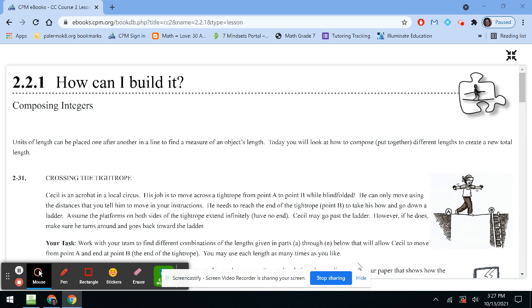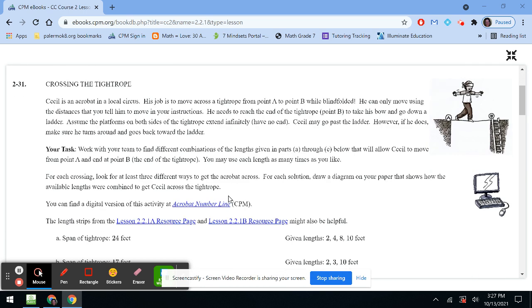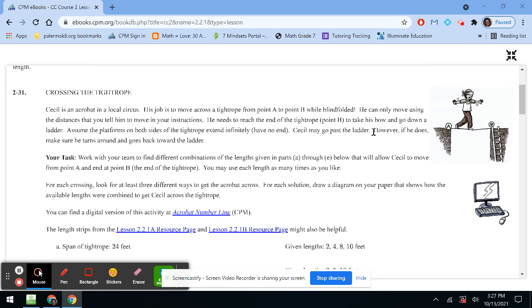So 2-31 says crossing the tightrope. You're going to be meeting my friend Cecil, and we're going to be using Cecil quite a bit this year. So it says crossing the tightrope. Cecil is an acrobat in a local circus. His job is to move across a tightrope from point Alpha to point Bravo while blindfolded. He can only move using the distances that you tell him to move in your instructions.